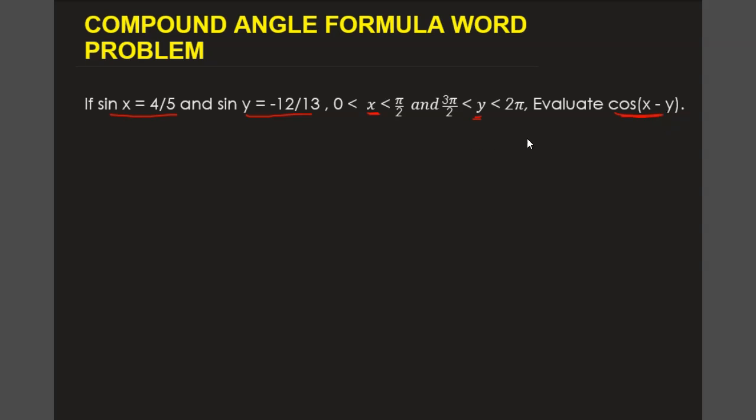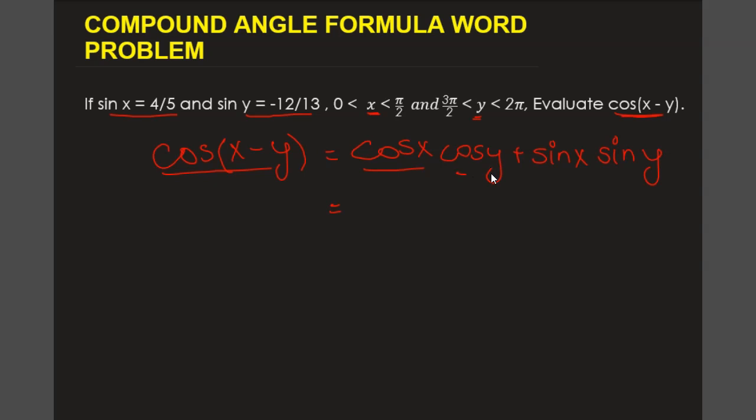Now, because we have to find the value of cosine x minus y, we need to write it down in expanded form. Since we know this is a compound angle expression, we can write it as cos x cos y plus sin x sin y. To solve for cos x minus y, we need the value of cos x, cos y, sin x, and sin y.